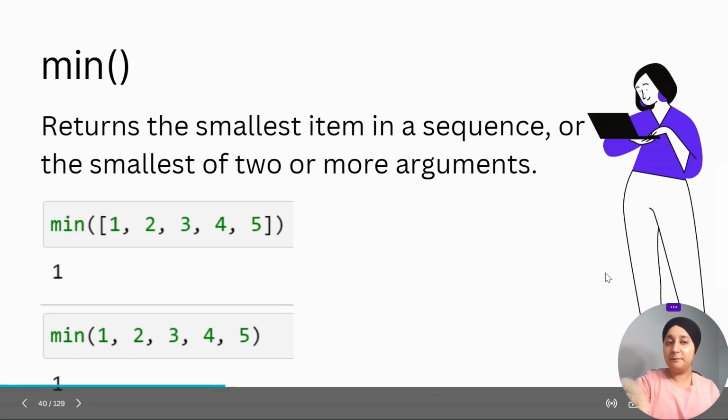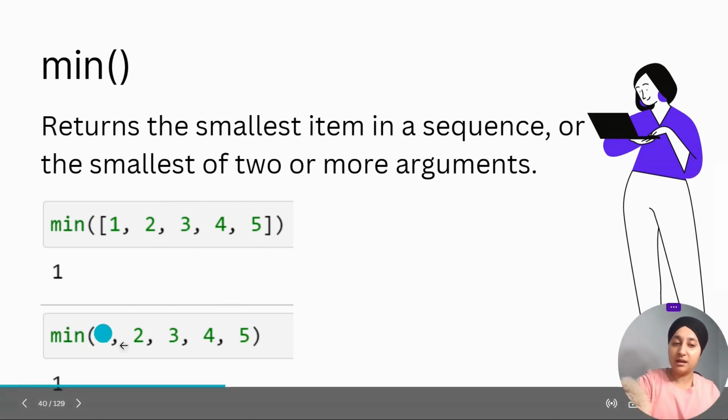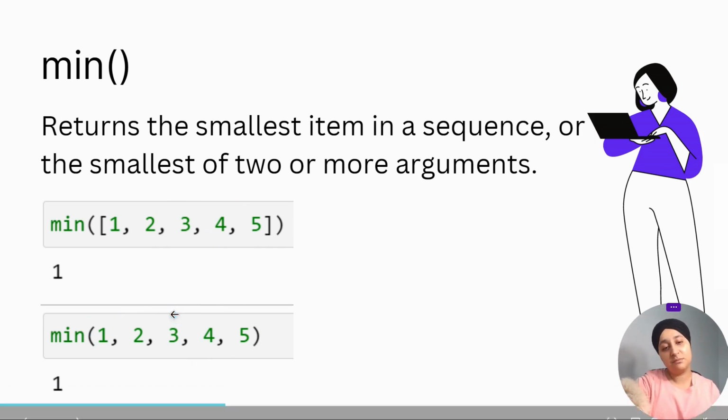So min is similar to max. It returns the smallest item in a sequence or the smallest of 2 or more arguments. Now you can see here, the min of these elements of a list is 1, and for the min of all these arguments, here we can say 5 arguments are passed to the min function, and in this case the minimum is 1.